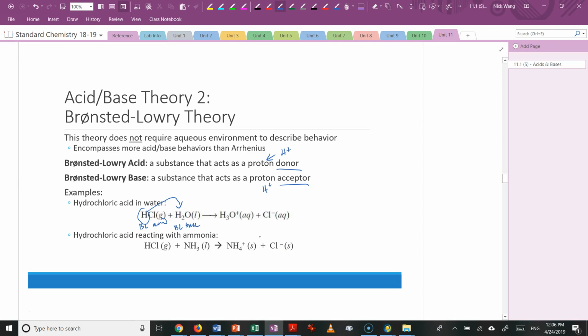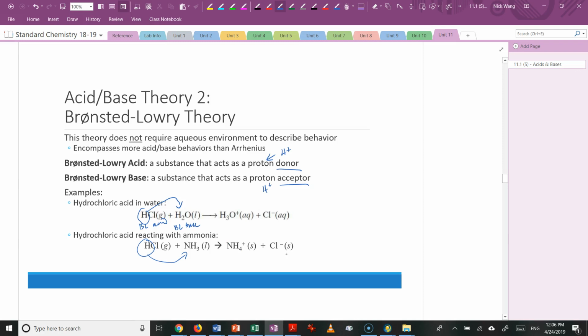So again, how did it get to this? Well, starting with my reactants, it looks like my NH3 right here became NH4 plus. That means it took on an H. It accepted an H plus, and that creates NH4 plus. And as a result, the Cl that was left over here becomes Cl minus.